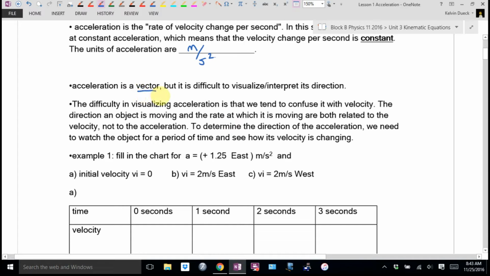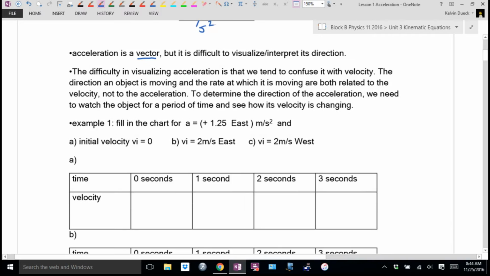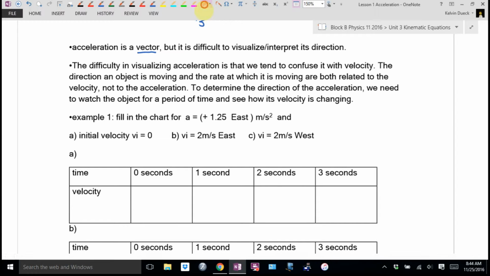Acceleration is a vector, has direction, but it's difficult to visualize or interpret its direction. I'm going to give you, though, a clever hint in a little bit. The difficulty in visualizing acceleration is we tend to confuse it with velocity. The direction an object is moving and the rate at which it's moving are both related to the velocity, but not to the acceleration. You can be moving north and accelerating south. You'd be slowing down. You can be moving south and accelerating north. You'd be slowing down. You can be moving north and accelerating north. You'll be speeding up. But it's really tricky to separate the two.